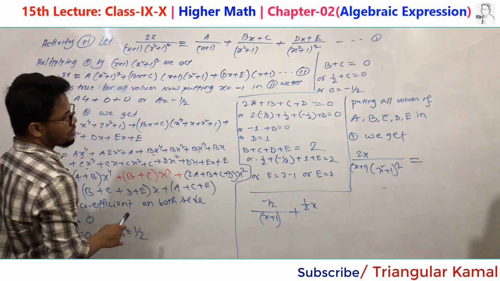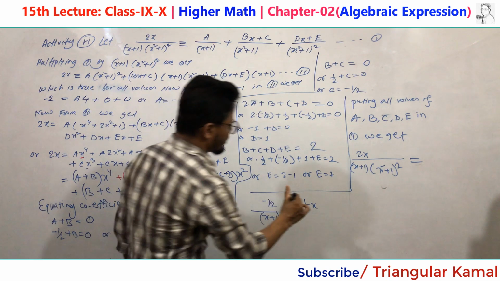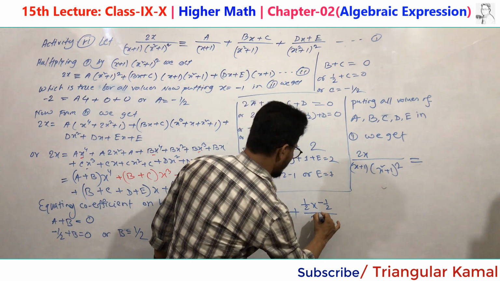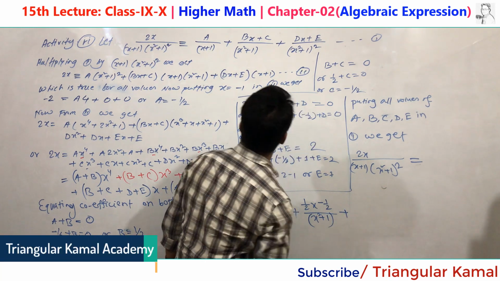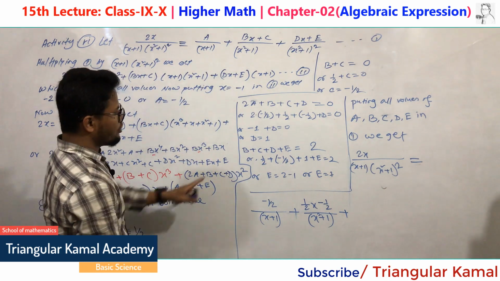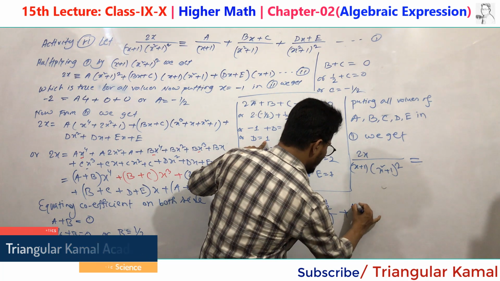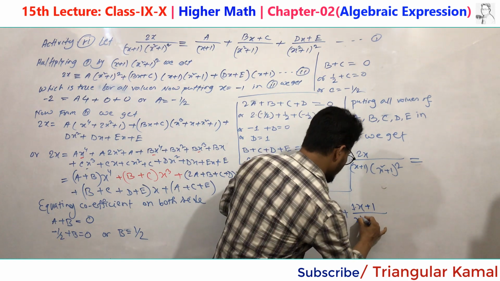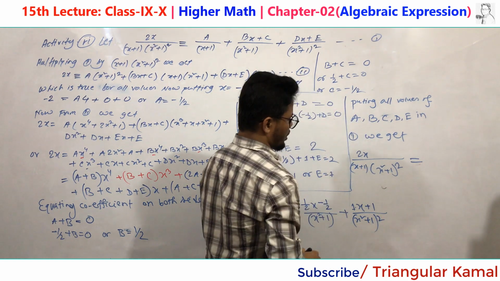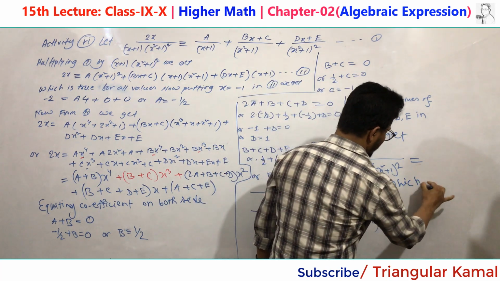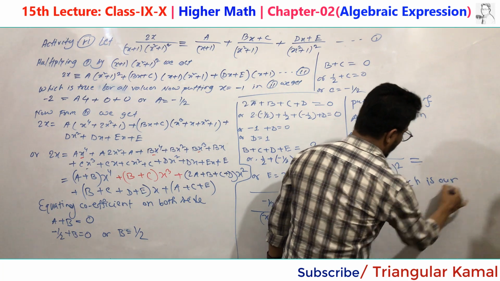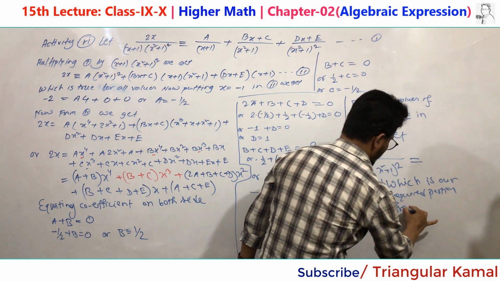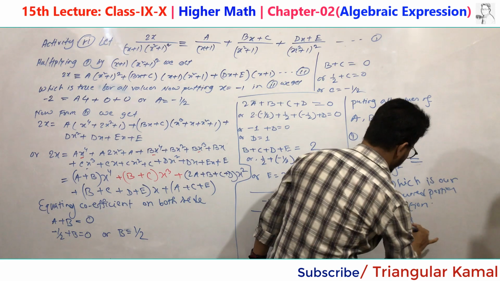and c equals, where is the value of c? C equals minus half, so minus 1 by 2, bx plus c divided by x square plus 1, then plus dx plus e. So the value of d equals 1, so this one will be 1 times x, and e equals also 1, so you can write here 1 divided by x square plus 1 whole square, which is our required partial fraction, and this is our answer.